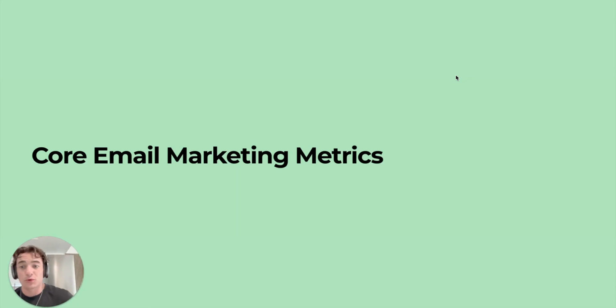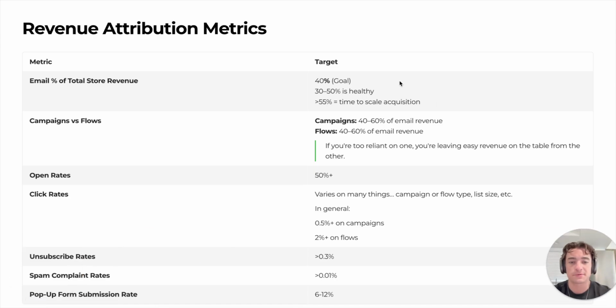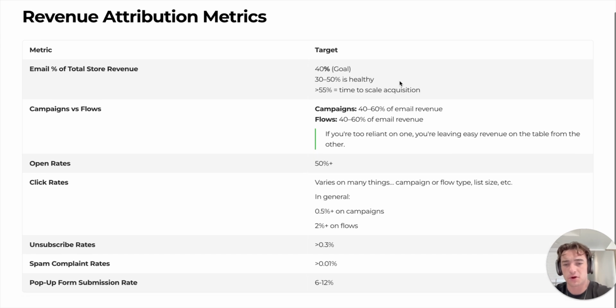All right, now let's get to some quick core email marketing metrics, the things that you should be tracking, and some KPIs that you should be hitting or that we shoot for. Everything is contextual, so make sure that you consult with experts like us to confirm if this makes sense for your store. These are the revenue attribution metrics that we like to shoot for.